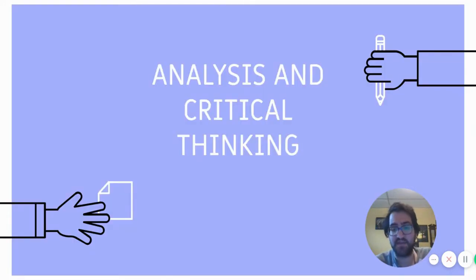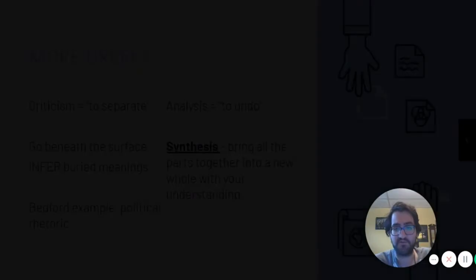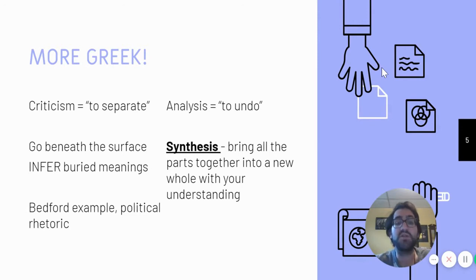Analysis is a type, if not the type, of critical thinking. So, criticism comes from ancient Greek, meaning to separate. When we criticize something, we go beneath the surface and infer the buried meanings. Analysis means to undo. So just like criticism is to separate things into different categories, analysis is to undo.